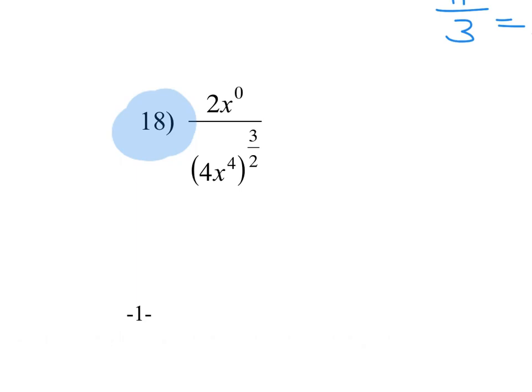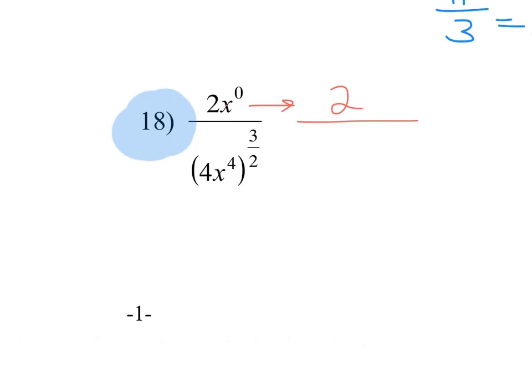So there's a couple parts we have to deal with. We have to deal with the numerator and the denominator. The numerator looks pretty easy. Let's deal with that first. This 0 only applies to the x. So this is really 2 times x to the 0. Well, x to the 0 is 1. So our numerator is really just 2.